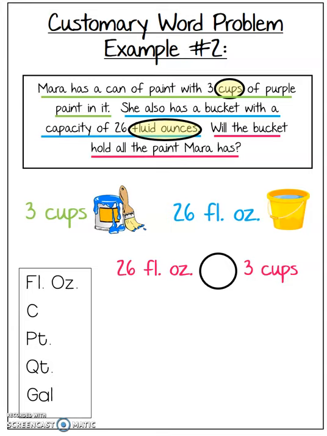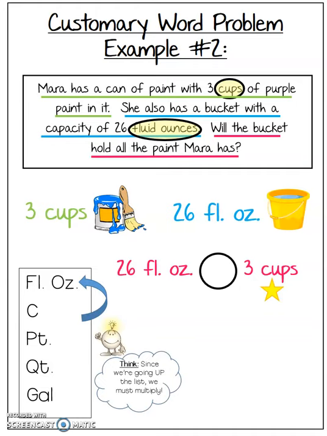Now in this particular example, I think I'd rather convert cups into fluid ounces. So that means I'm going to start at cups and move up to fluid ounces. Since I'm moving up the list, I'm going to multiply, and I know that there are 8 fluid ounces in a cup. So I'll multiply my 3 cups times 8 fluid ounces per cup, which tells me that 3 cups is equal to 24 fluid ounces.